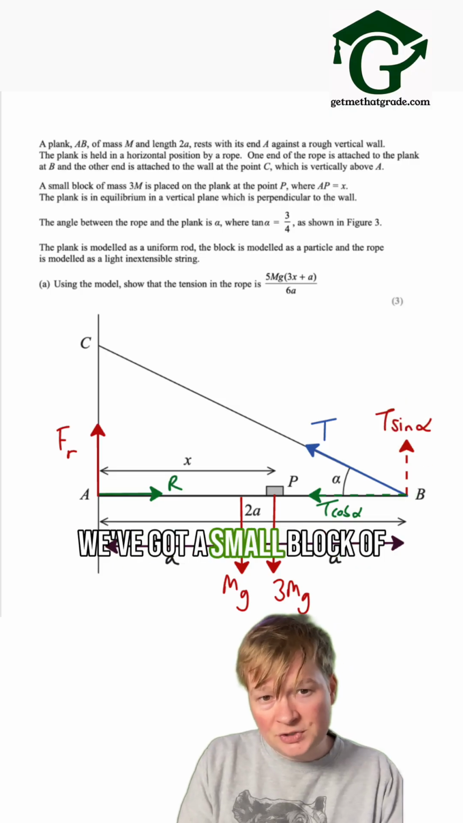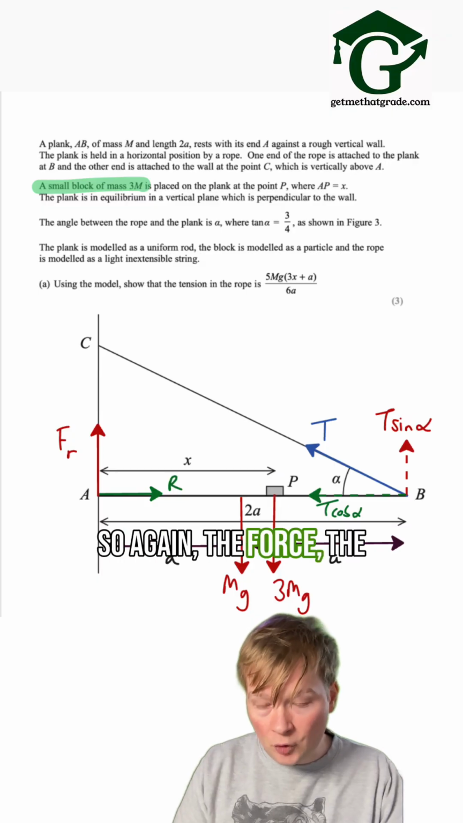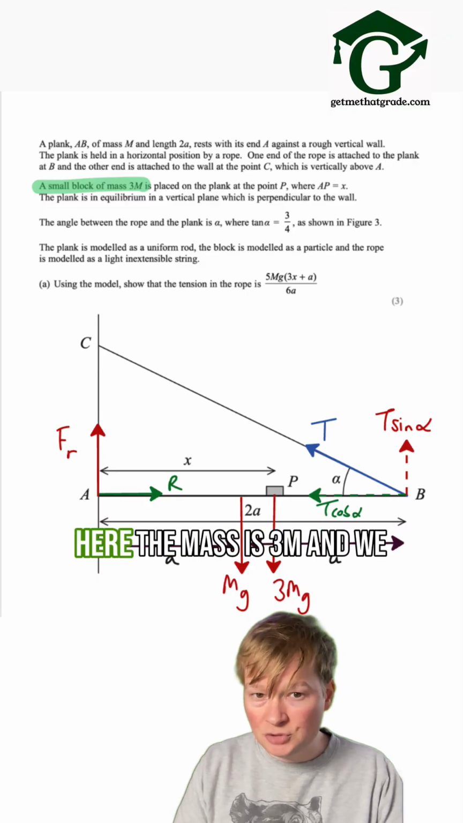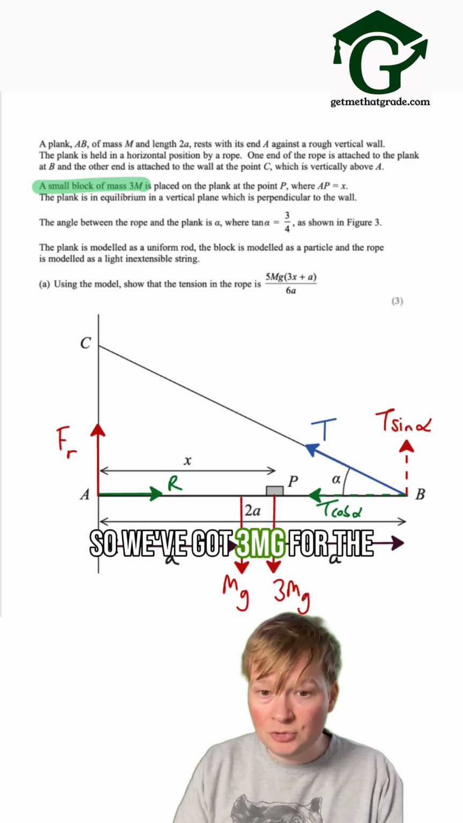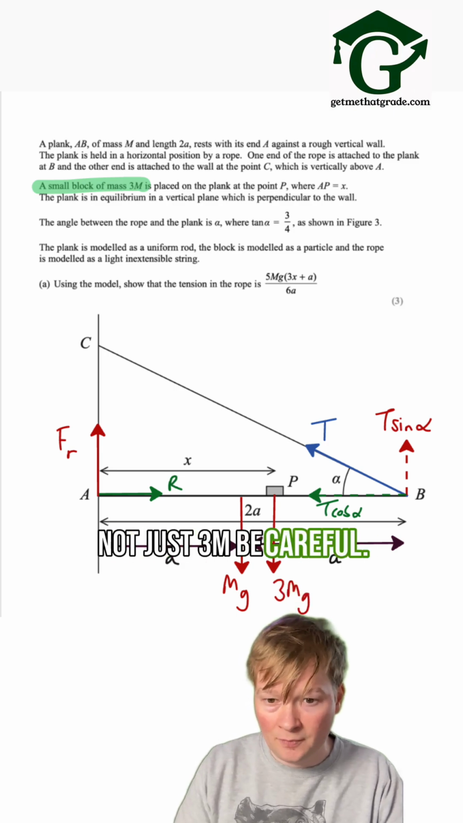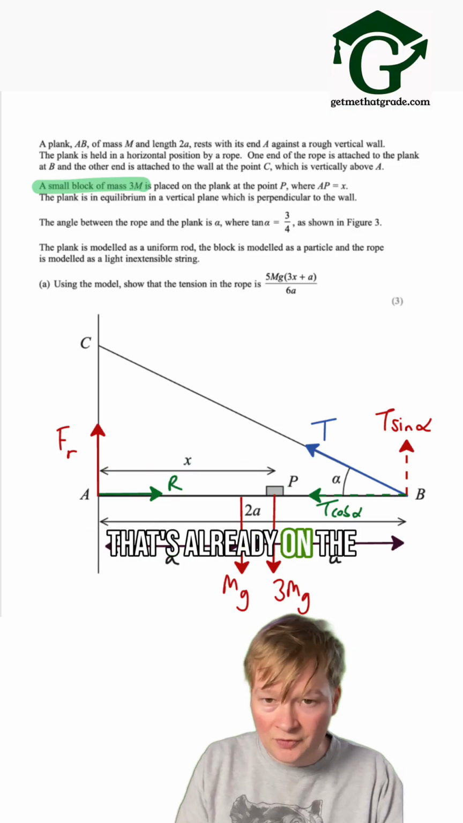What else? We've got a small block of mass 3m. It's placed at the plank at the point P. So again, the force, the weight, W, remember W equals mg. Here, the mass is 3m, and we multiply it by g. So we've got 3mg for the force, the weight, not just 3m, be careful. And we're told that this length here is x from A to P. That's already on the diagram for us.